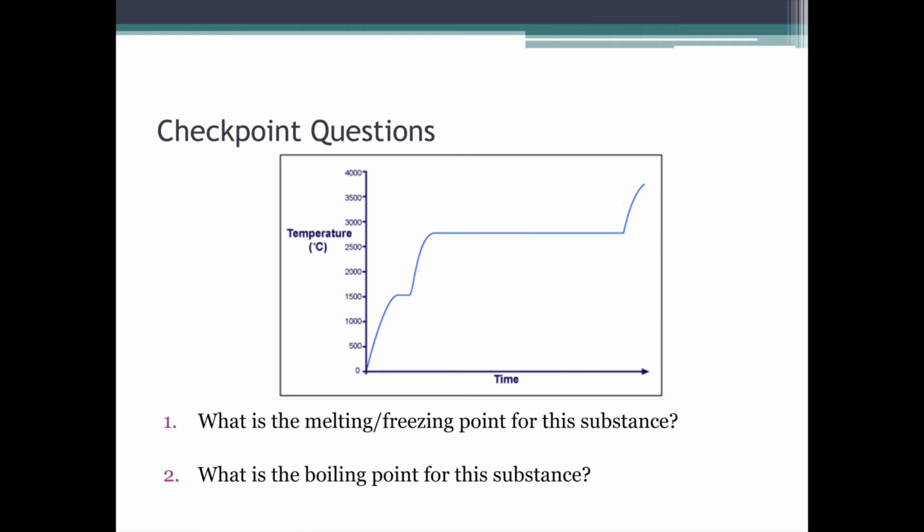Did you get it? Looking at the melting and freezing point, you want the line between the solid and the liquid. Coming across, that is at about 1500 degrees Celsius. It depends how specific you were. I'm happy with 1500 degrees Celsius. Now, what is the boiling point? That's the line between liquid and gas. Coming across, if I estimate that, it's about 2750 degrees Celsius, somewhere in that ballpark.